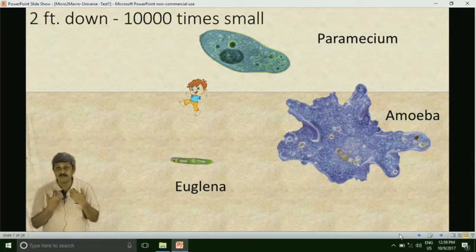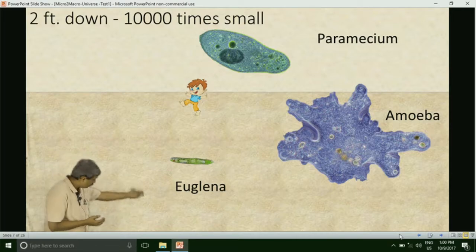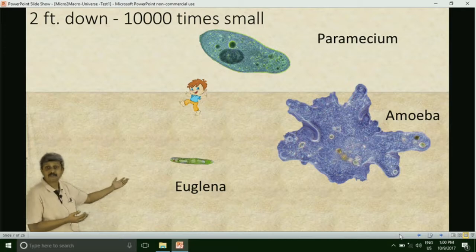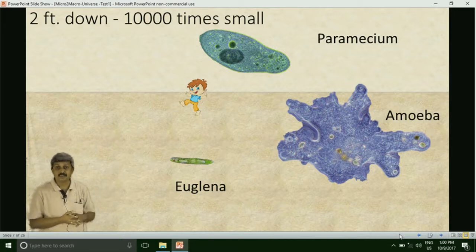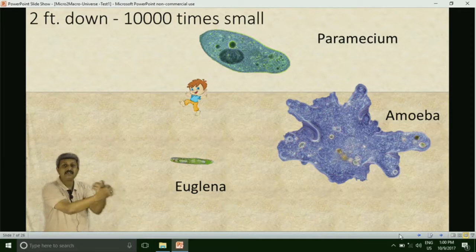When it gets into our body, it gives us amoebosis. It's a disease, dysentery. But the amoeba here is not going to get inside him because he is so small. He is smaller than the amoeba. Amoeba can eat him. You know how amoeba eats? It puts its pseudopodia around its prey and it dissolves him. That is how amoeba eats.